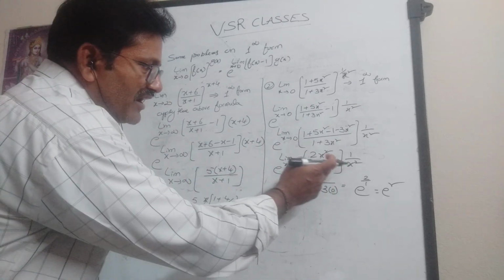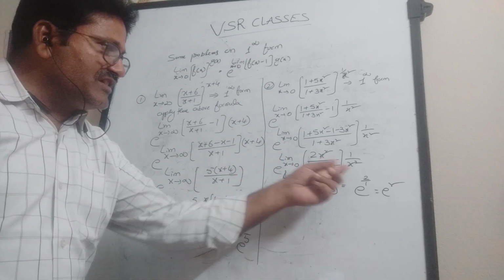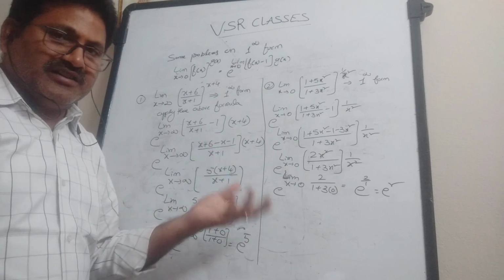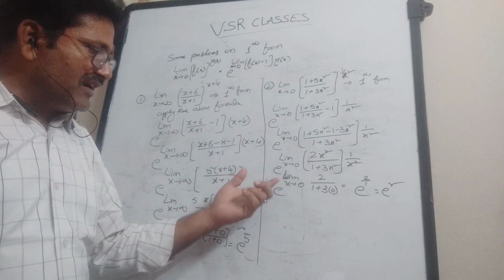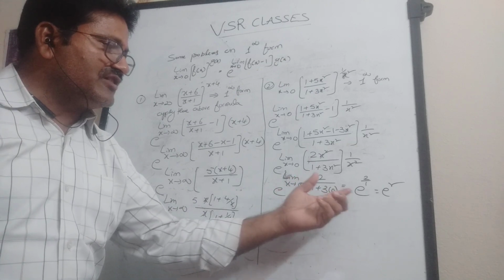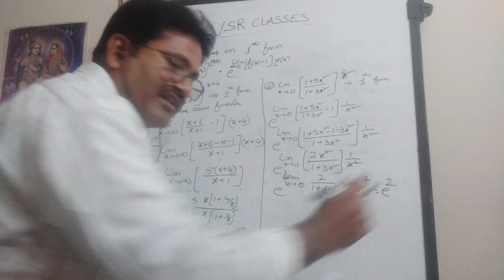So x square will be cancelled in the numerator as well as the denominator. Due to this reason you were getting the 0 by 0 form, or 1 power infinite indeterminate form. Now e power limit x tends to 0 of 2 by 1 plus 3 into 0, which is equal to e power 2 by 1. That is nothing but e square, which is your result for this.